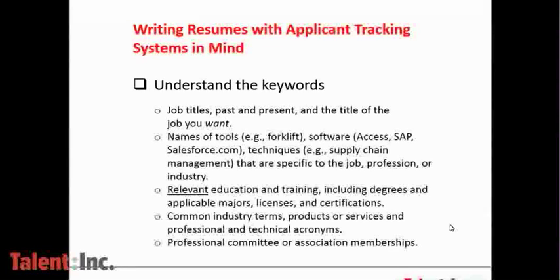Also, common industry terms, products, services, professional and technical acronyms. When using acronyms, it's essential that the first reference to the acronym is spelled out. And then if you're going to use the acronym in the future, that's okay. But remember that not everybody knows the industry acronyms. So, for example, somebody can be a staffer or an assistant in the human resources department for a manufacturer, and they may know human resources, but they may not know manufacturing.